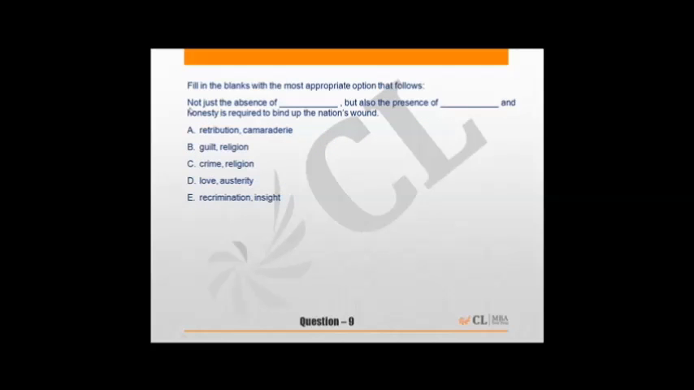Now let's look at the sentence given here. It says, not only the absence of dash but also the presence of dash and dash is required to bind up the nation's wound. The first blank should be filled with a negative word and the second blank should be filled with a positive word that pairs well with the word honesty. So options B, C and D can be eliminated because religion and austerity do not pair well with honesty. Now out of options A and E, option E seems to be a better fit because we are talking about a serious thing which is binding up the nation's wound, and also because honesty goes well more with understanding than camaraderie or friendship, therefore option E is the correct answer.